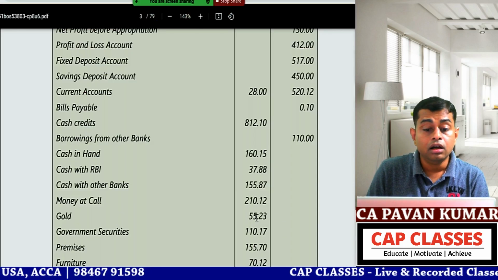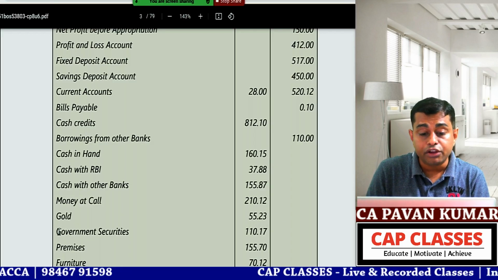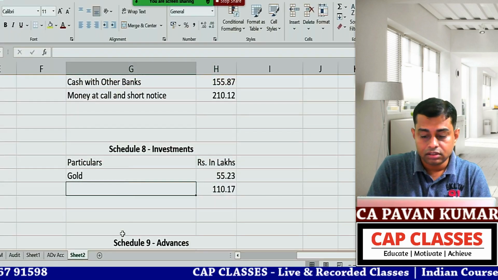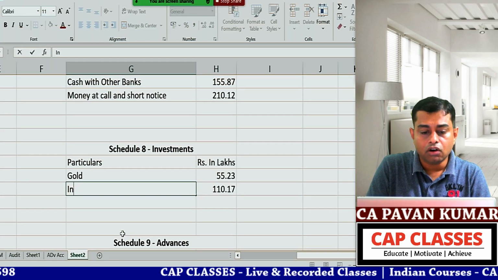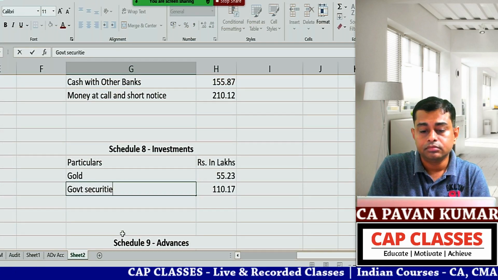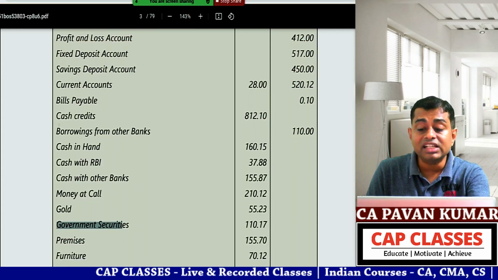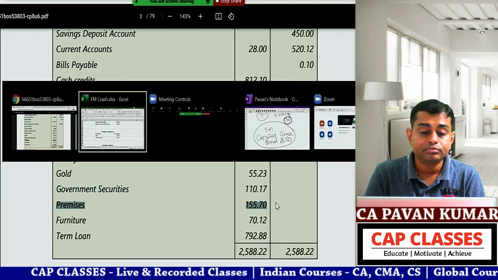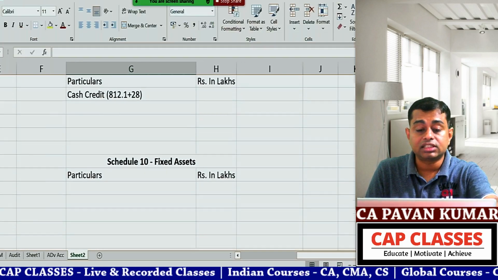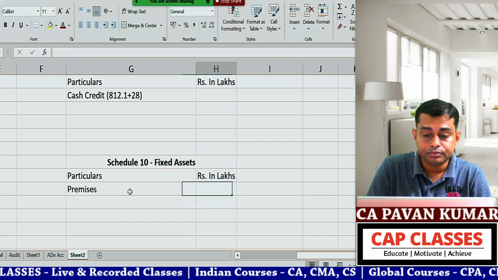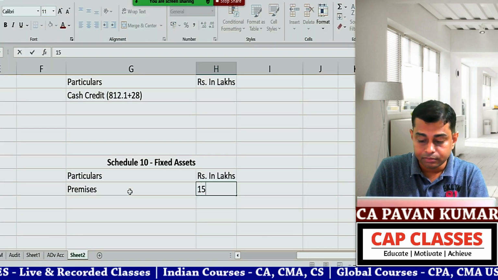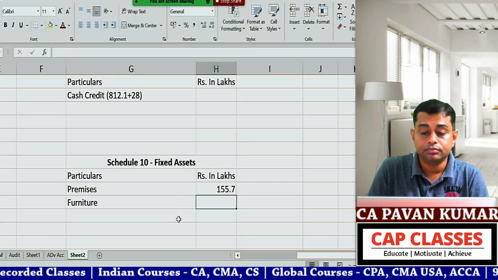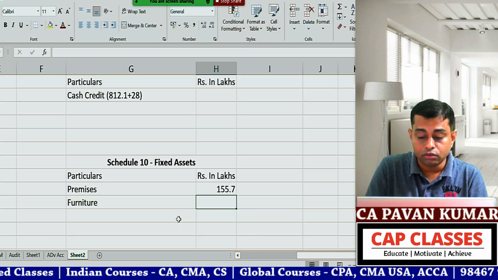Then investment in government securities 110.17. The same, investments. Yes, 110.17, government bonds or securities. Okay. Then they have given premises 155.7. Where shall I put this? Fixed assets. Premises 155.7. Furniture 70.12. It's also fixed, sir. Same, 70.12.